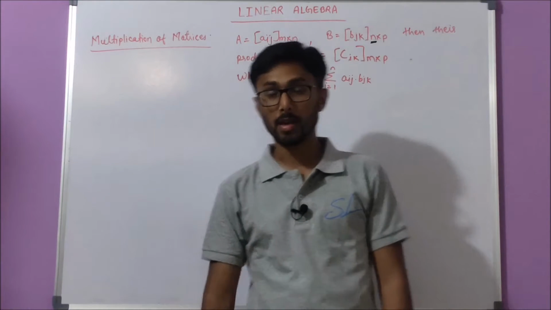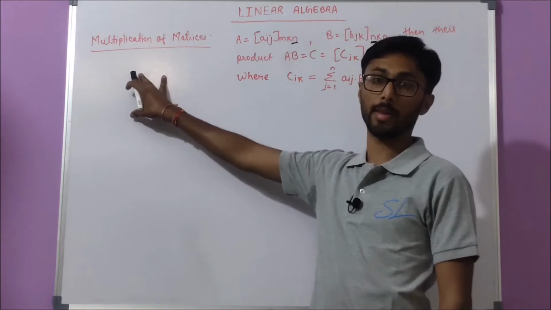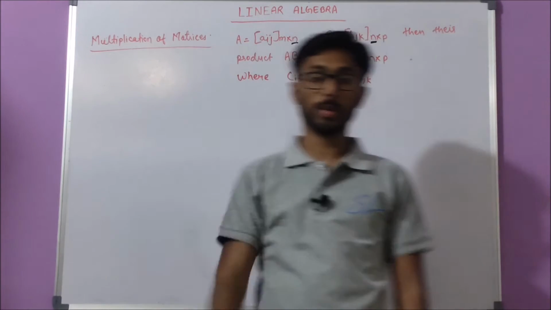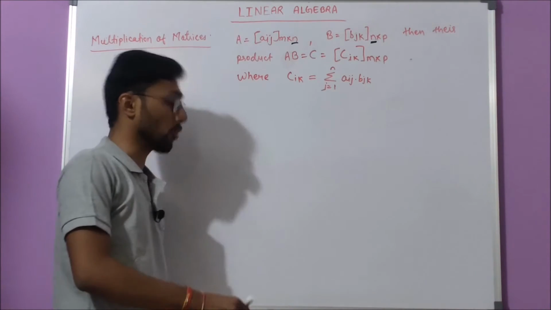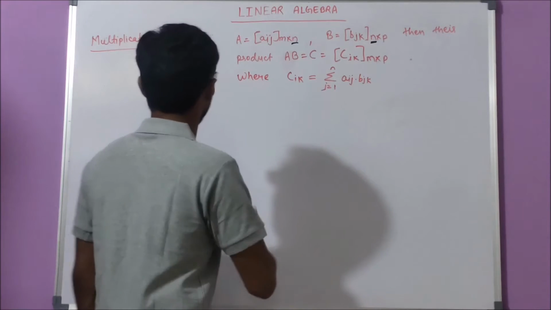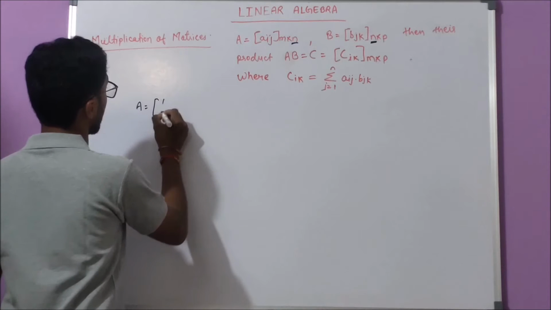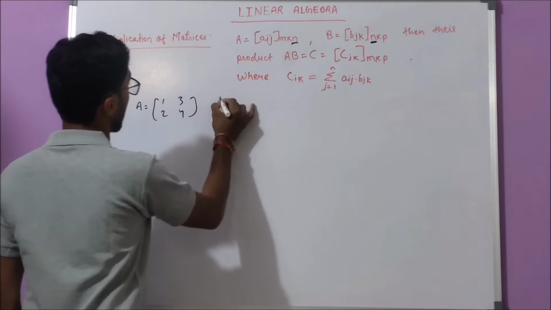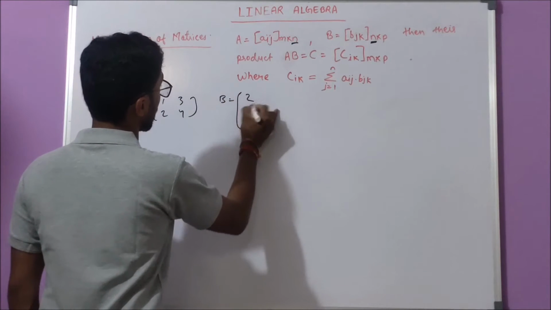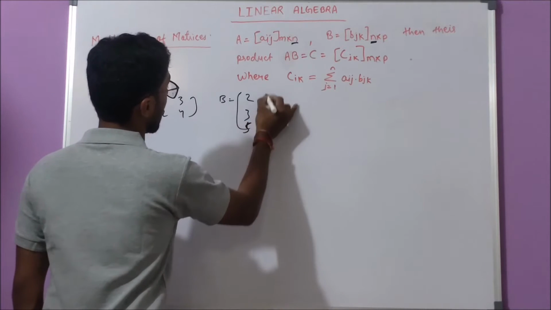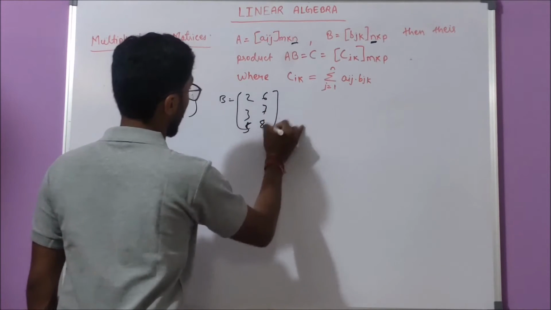So the topic is matrix multiplication, or multiplication of matrices. So we will see how to multiply two matrices. Let's take some example. A matrix A is given which is 1, 2, 3, 4, and matrix B is given which is 2, 3, 5, 6, 7, 8.